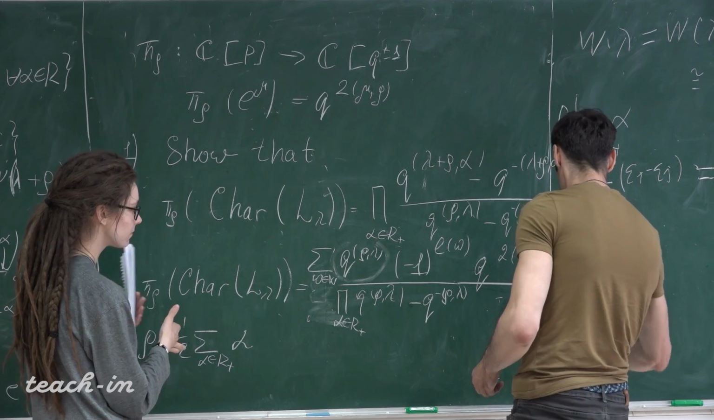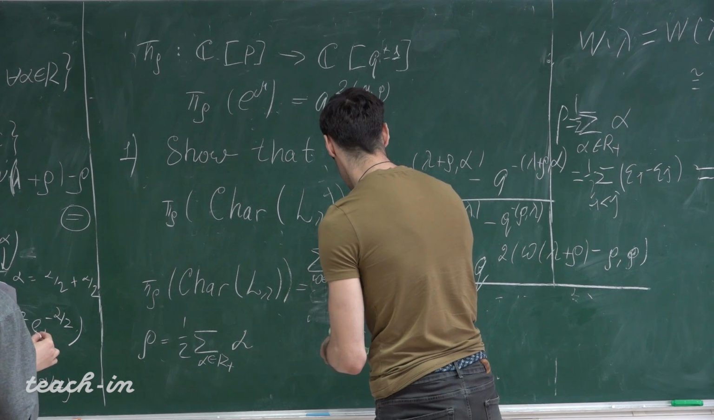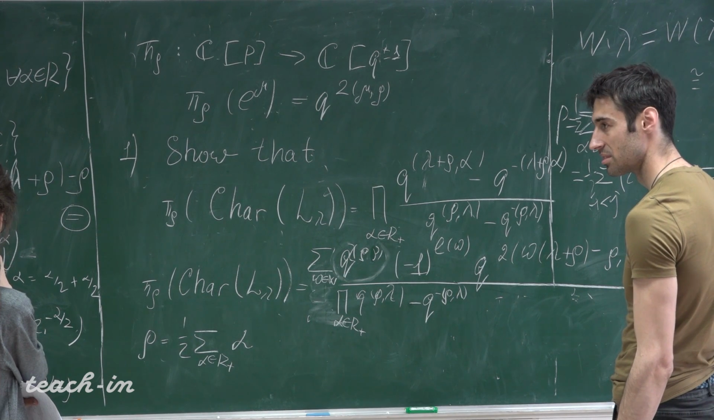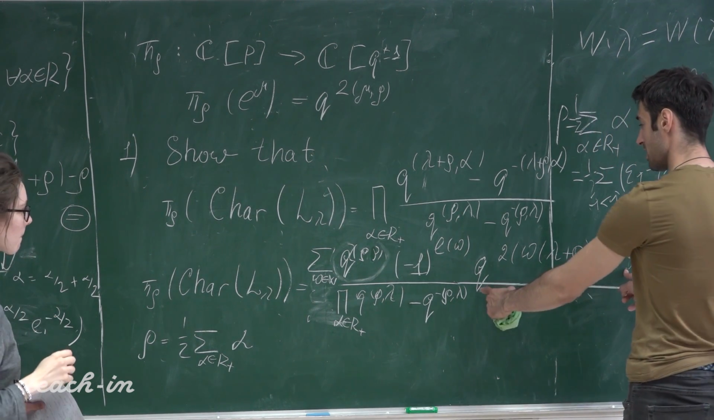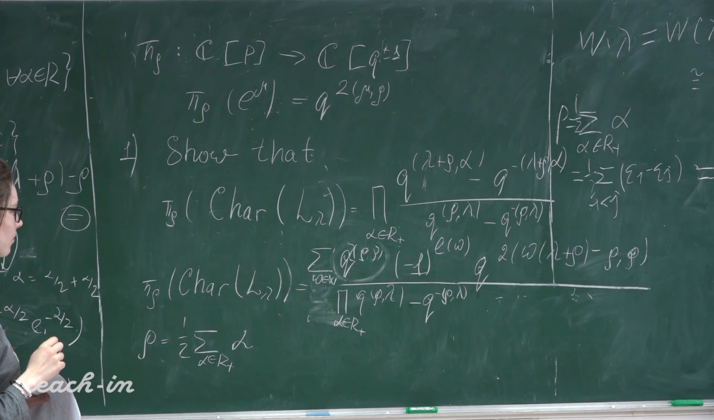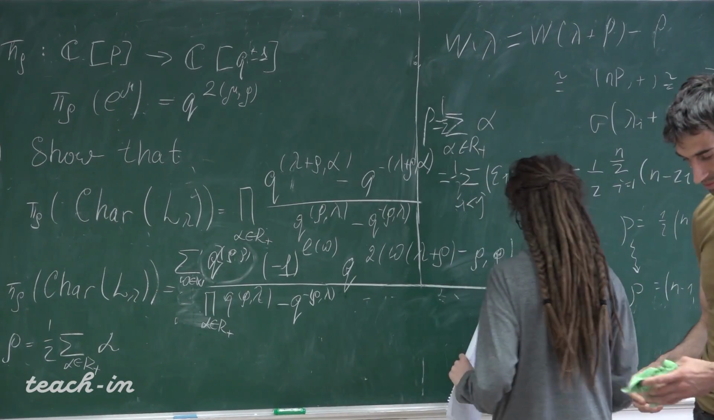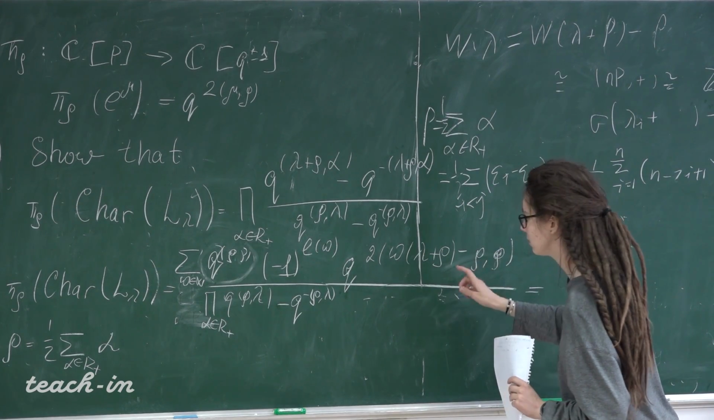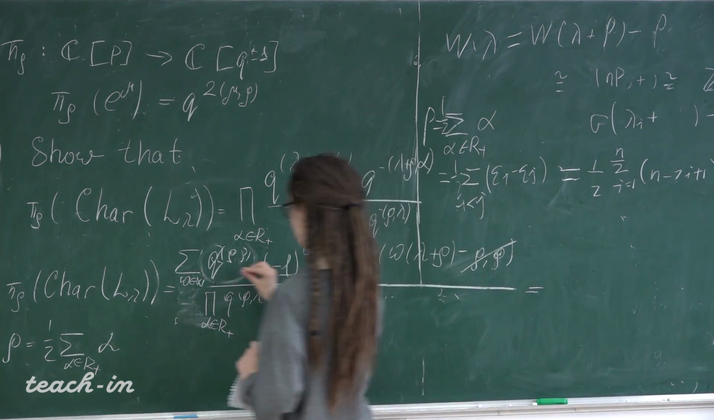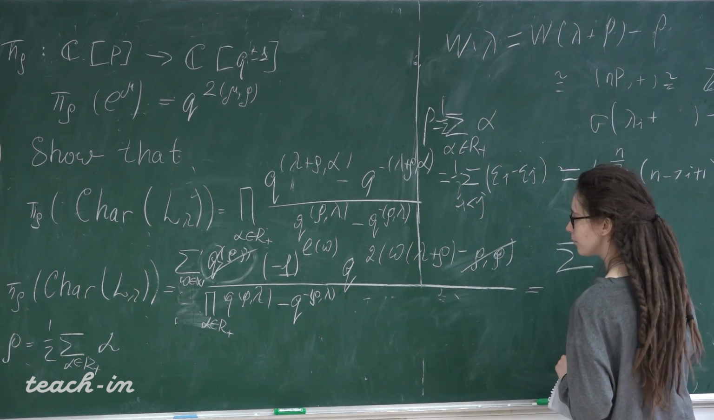Then let me erase this. I didn't realize that this thing is your... Then it's 2 rho 2, like that. It's exactly something that you need to cancel this minus. Okay. So this will cancel. So the rest is the sum.